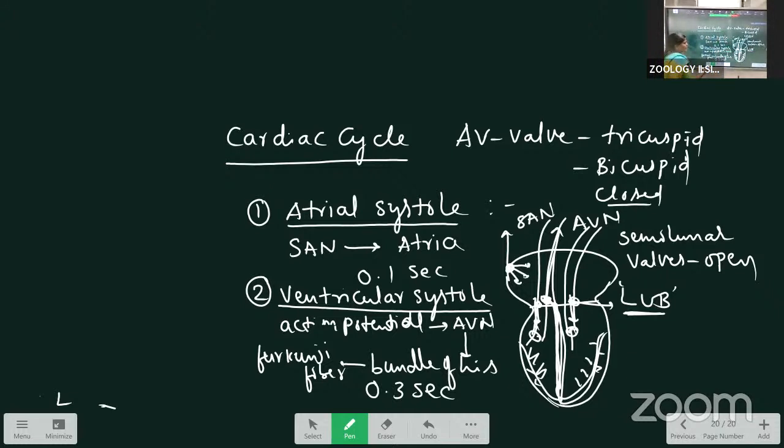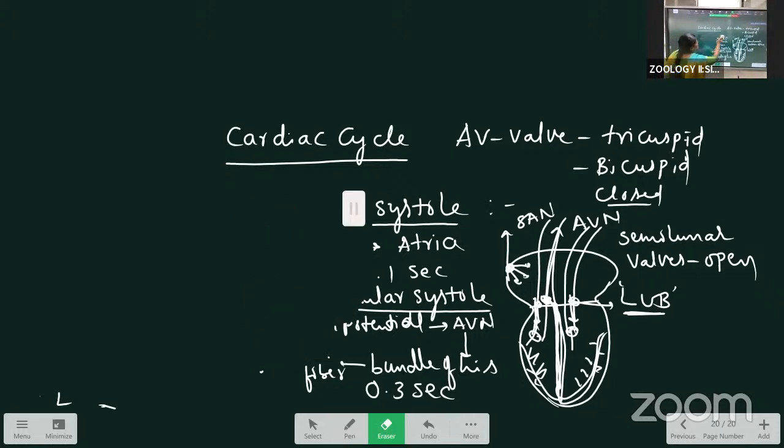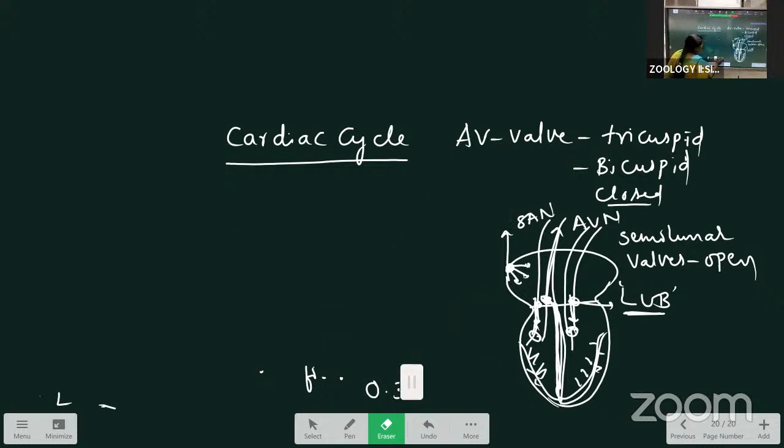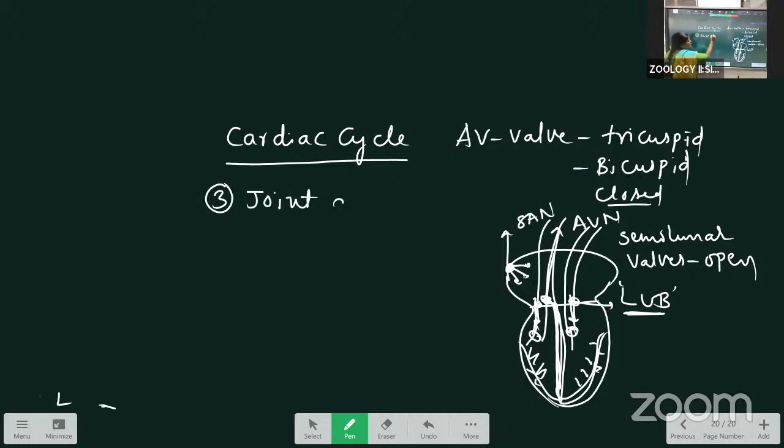Now next we are going to discuss the third one, joint diastole. The three phases are there. The first one is the atrial systole, second is the ventricular systole, and the third one is the joint diastole. Already we discussed that diastole means relaxation. Before, the first two are contraction. Now it is relaxation.